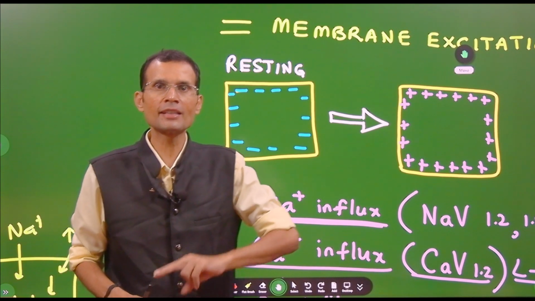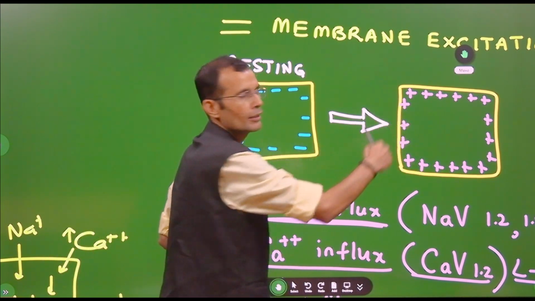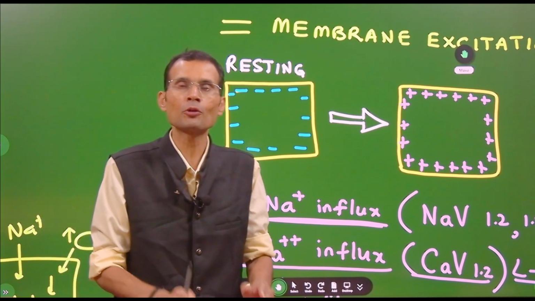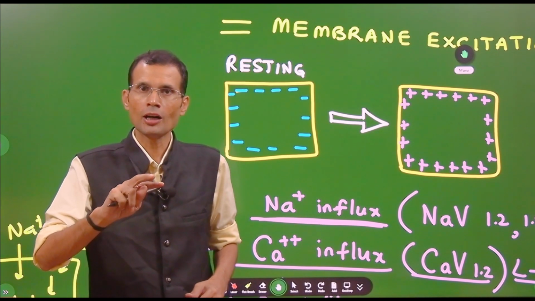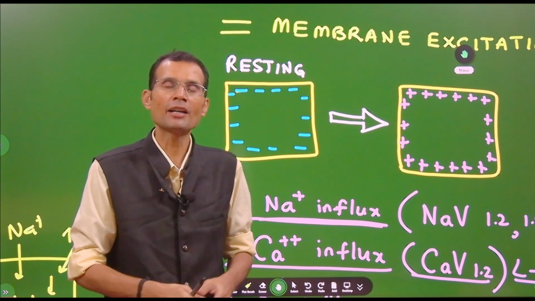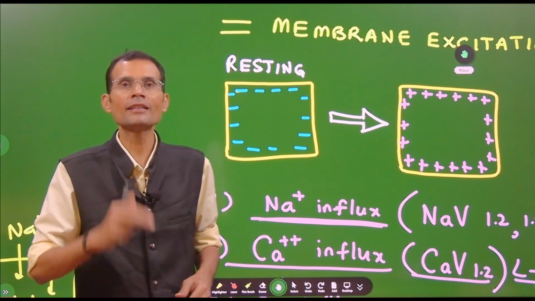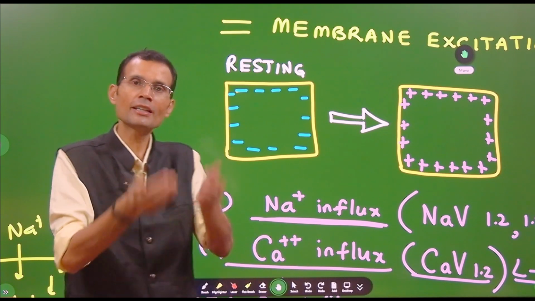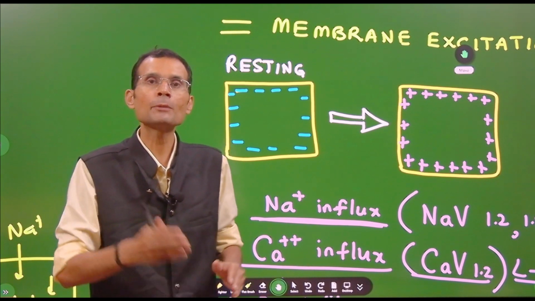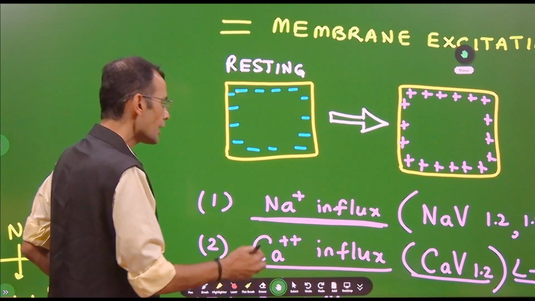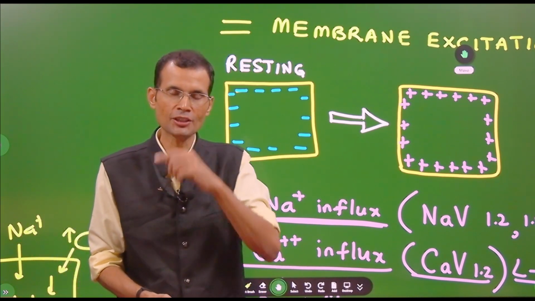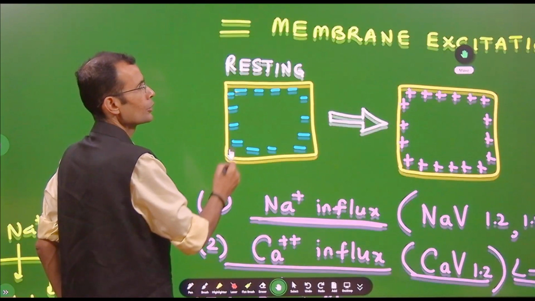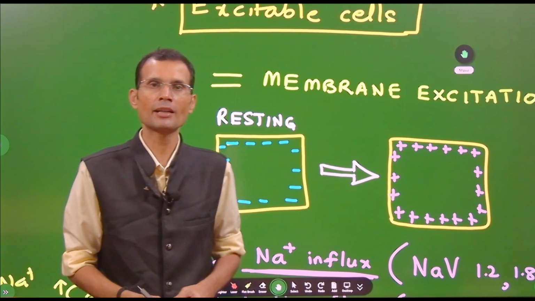When this polarity gets disturbed, and the membrane on the inside moves towards positivity, positive potential, we will call it depolarization. So one more phrase to be added is that depolarization is membrane excitation. And when this polarity gets restored, we will call it repolarization. So depolarization is equal to membrane excitation. The only point is now, which cells show this kind of depolarization and membrane excitation?